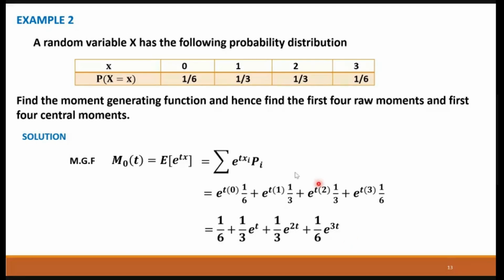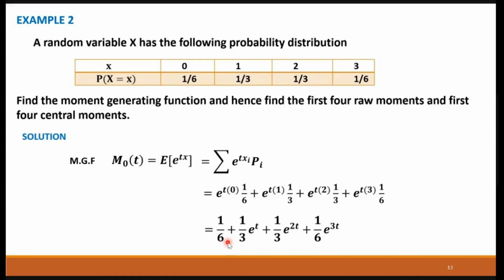Now हमको निकालना है first 4 raw moments. पहले 4 raw moments निकालने के लिए जो भी हमारा M0 of t है उसको 4 बार differentiate करना है. First derivative will give you the first raw moment, second derivative the second, third derivative the third, etc. और हर एक derivative निकालने के बाद t को 0 put करना है.